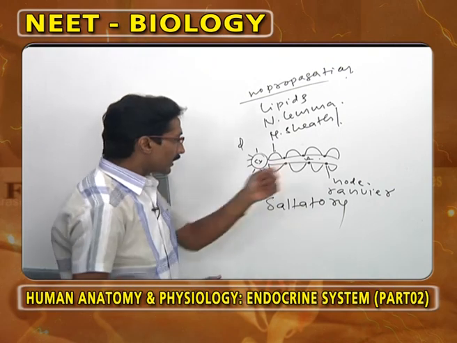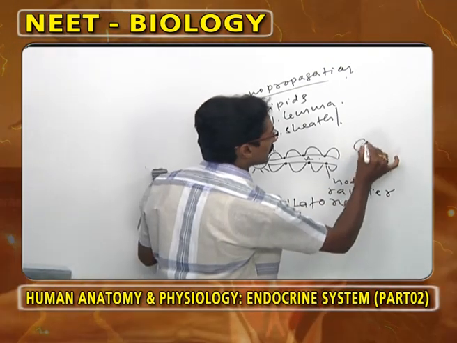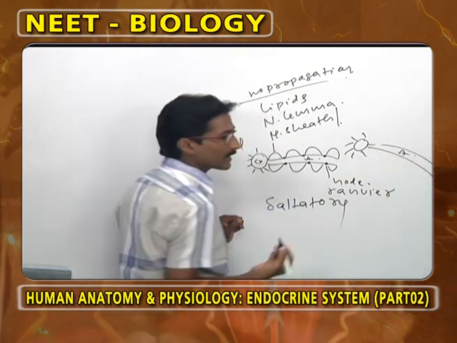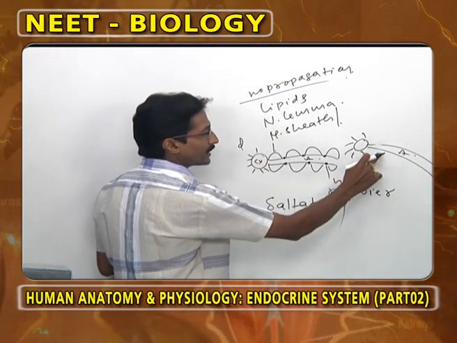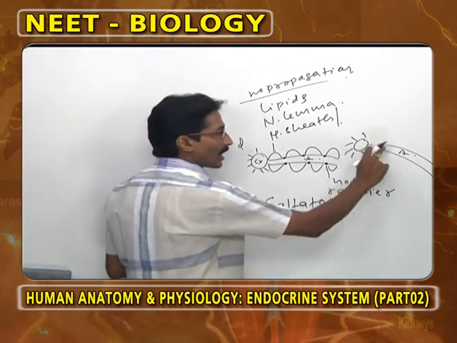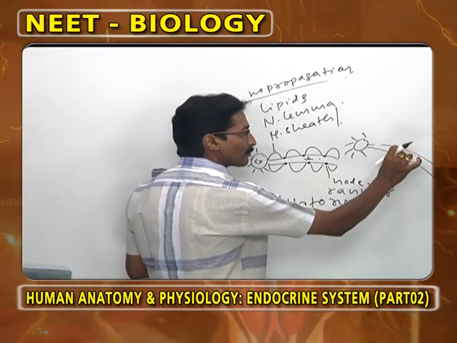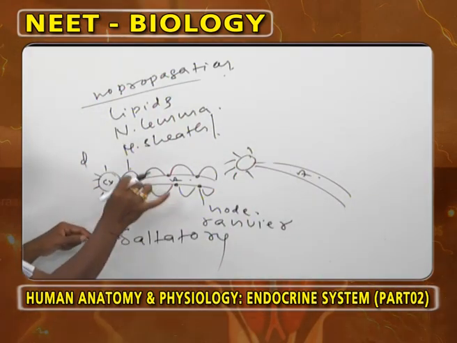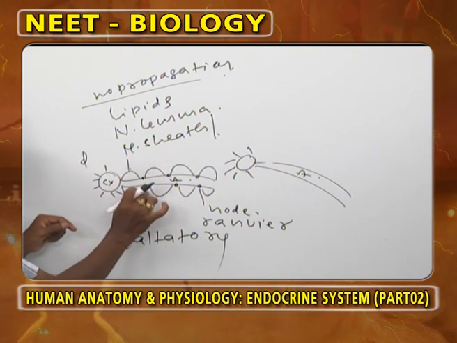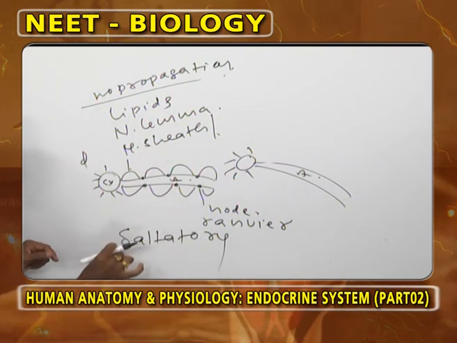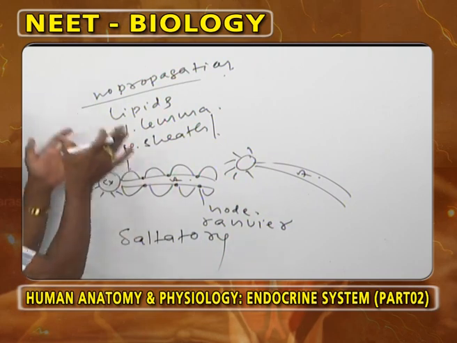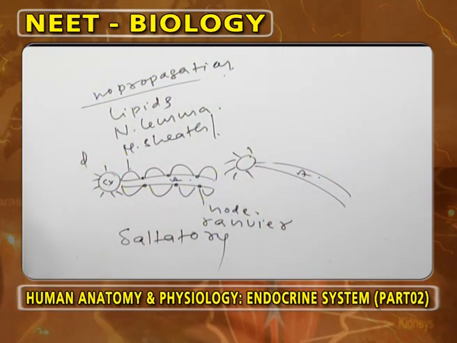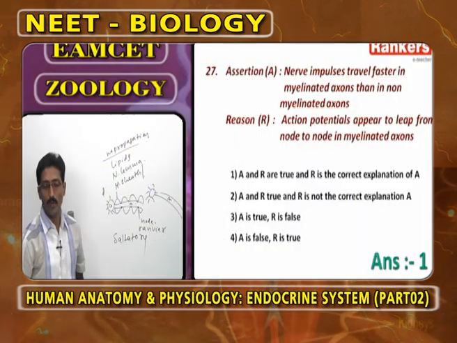non-myelinated axon. In the non-myelinated axon, this one we call the axon. You observe the diagram, here no myelin. In the non-myelinated axon, the impulse slowly passes, but here the impulse jumps from one node to another node. That we call saltatory conduction. It is faster than that of this one. So both are correct and the reason explains A. Now we go for the next question.